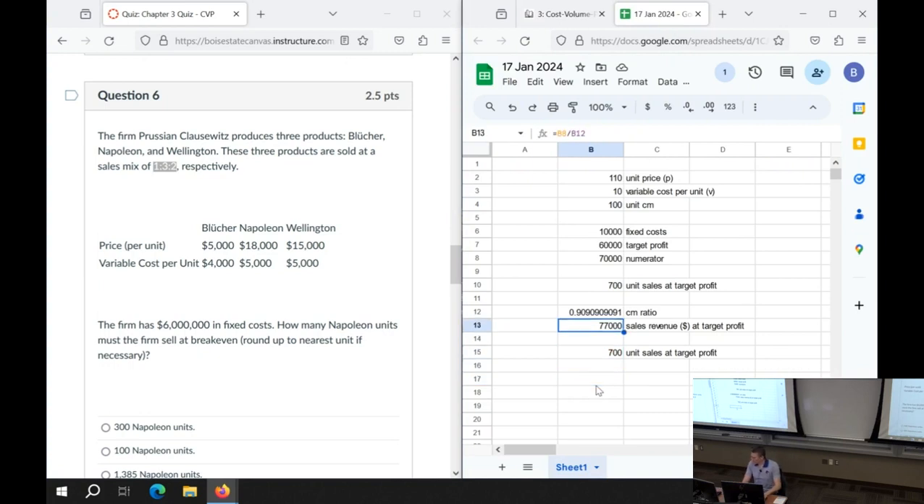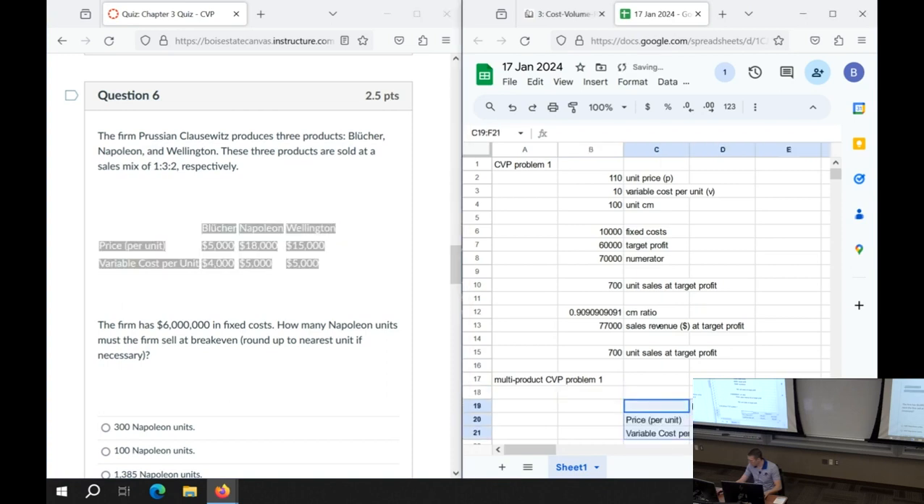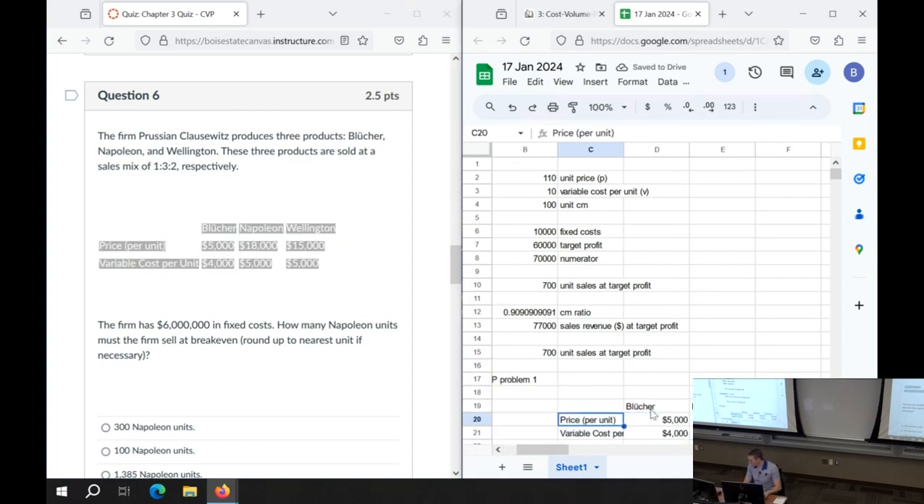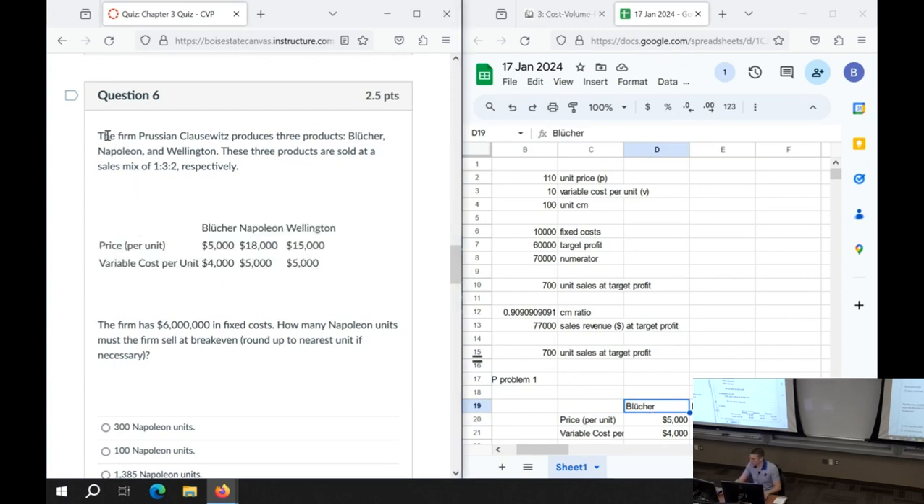All right, so this is CVP problem 1. This is multi-product. So we have here, let's see if it'll copy over nicely. It did. Good. We have here, I think this is the Battle of Waterloo, was my inspiration for these names. All right, so the firm Prussian Clausewitz produces 3 products, Blücher, Napoleon, and Wellington, and their total sales mix of 1 to 3 to 2.